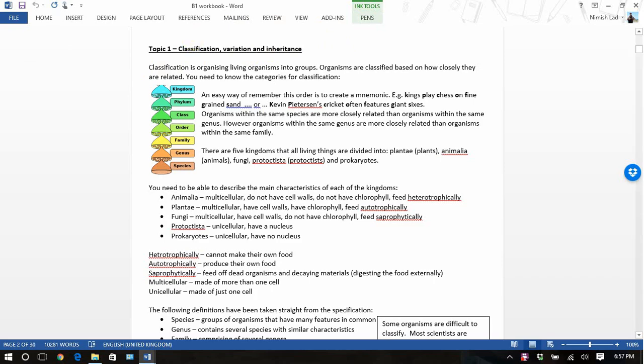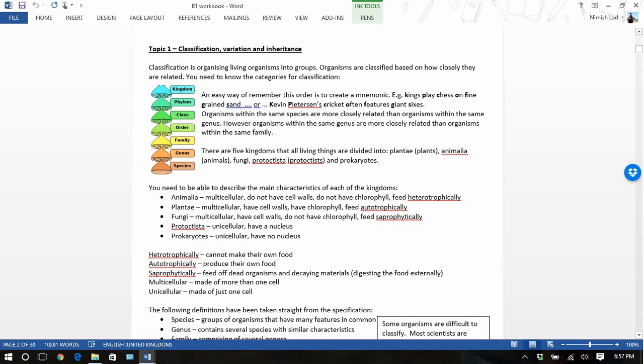So classification is the organisation of living things into groups. We can think of it like going into a supermarket and knowing that things are on certain aisles or certain areas, like produce, or in the frozen aisles, or in dairy. So again, with animals we classify them to see how they're related to each other. Organisms that are classified are based on how closely they're related.